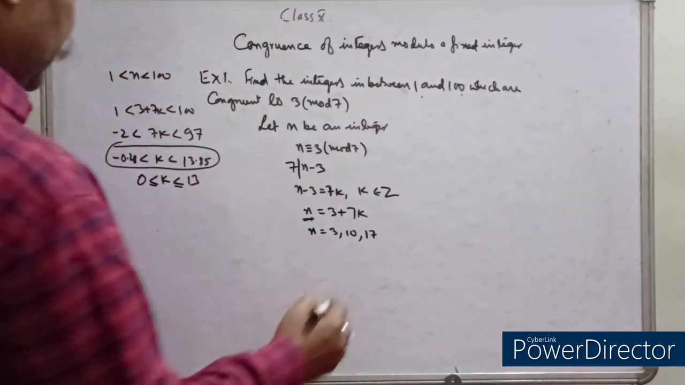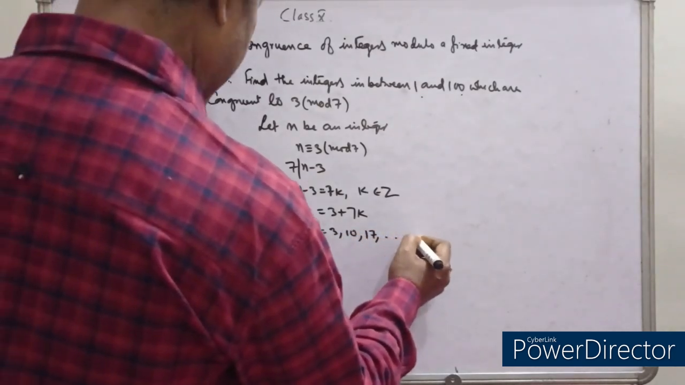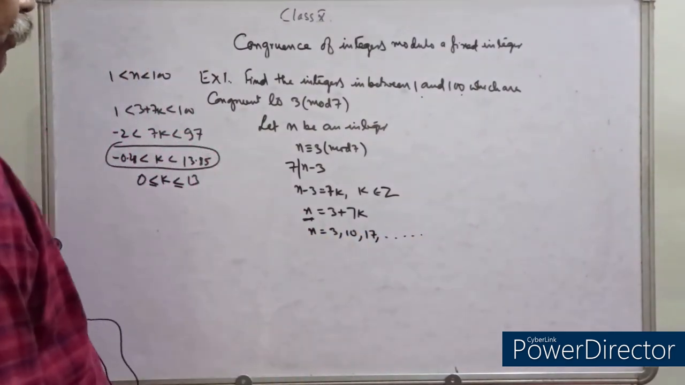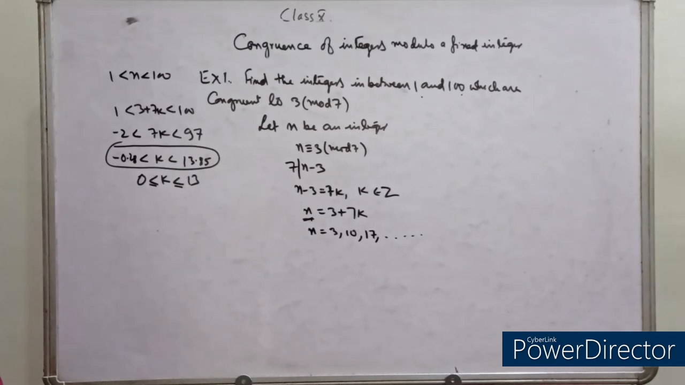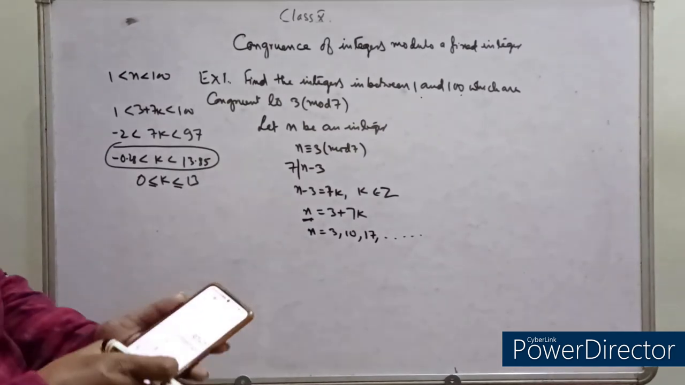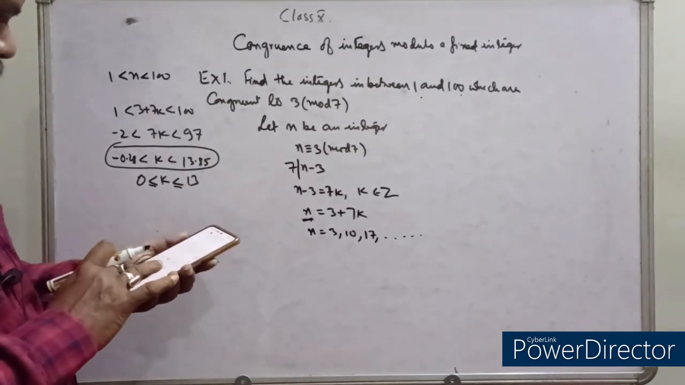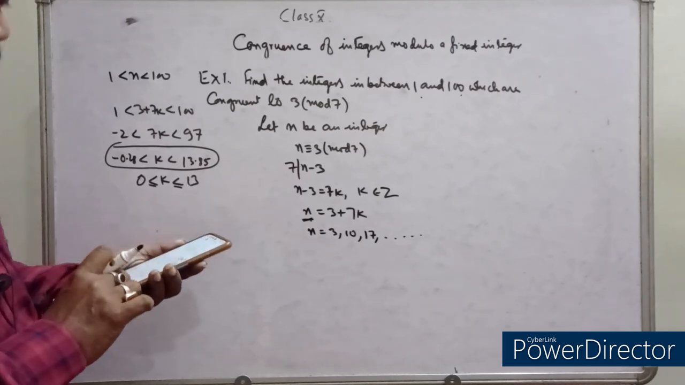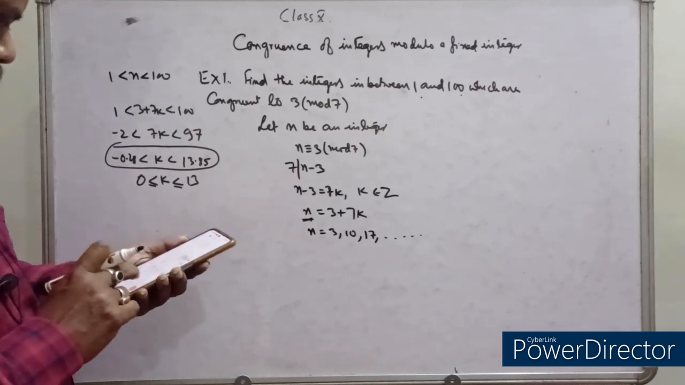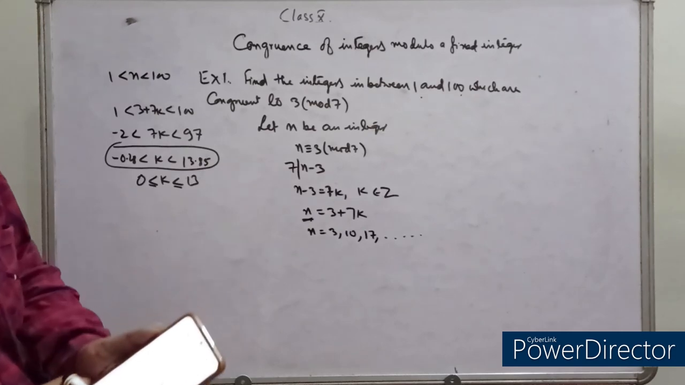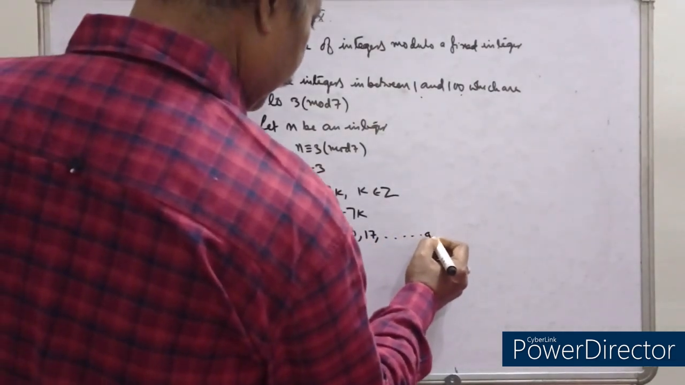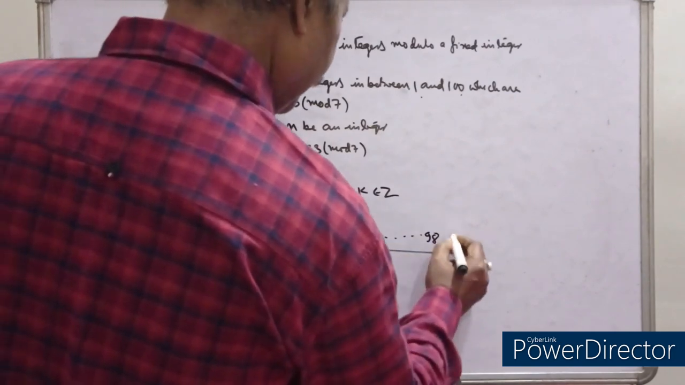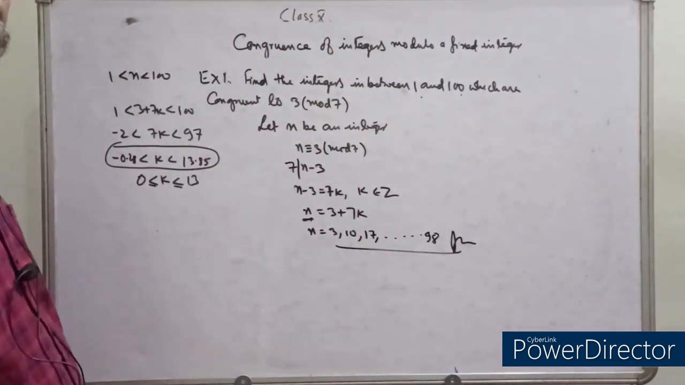14 plus 3, 17. And we go on. And at last, when we take 13, so 13 into 7, this will be how much? 13 into 7, 91 plus 7, 98. So the last number will be 98. So this is your answer. This is all about it.